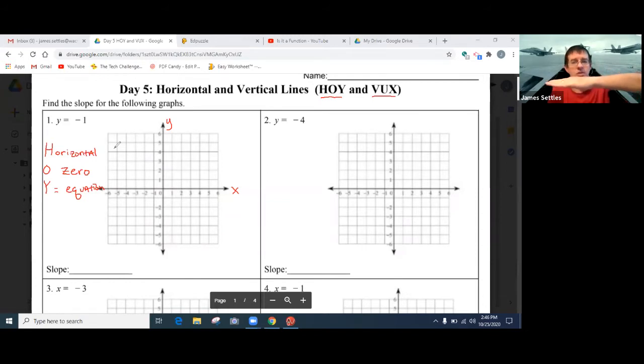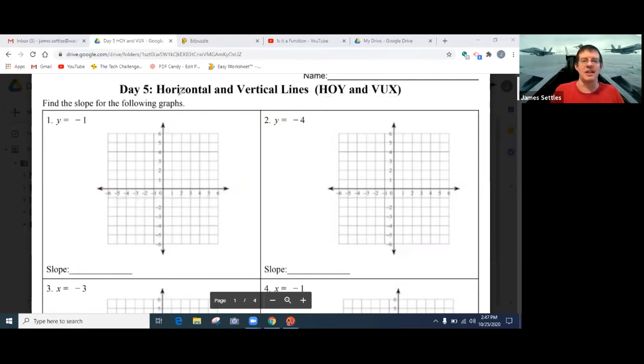Now the question is where do I draw it? Well, it has to cross the y-axis at -1. So right here would be -1. And so we draw a horizontal line at -1. And then what was the slope? Well, it was HOY, and this O in HOY right here stands for 0. So I know HOY, it's an O, but we're actually looking at that as a 0 for 0 slope. So anytime you see y equals, then you know that this applies.